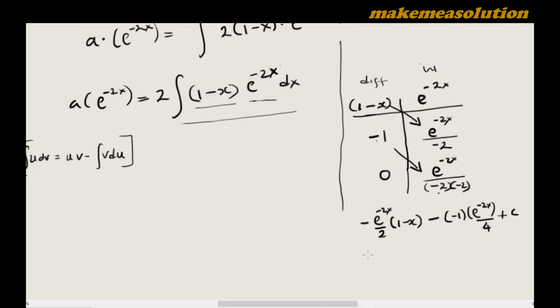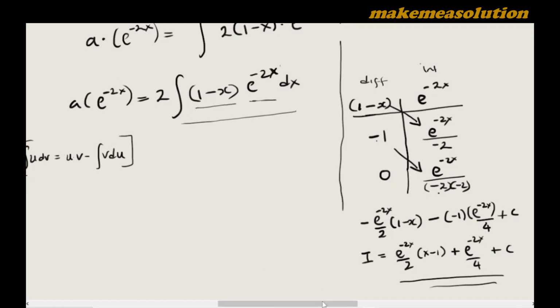So the answer for this particular integral is, I can use this minus sign to open the bracket again. I'll now have exponential minus 2x over 2 into x minus 1, then minus 1 times minus 1 is plus. I'll now have exponential minus 2x over 4 and plus c. So this is the answer for this particular integral over here.